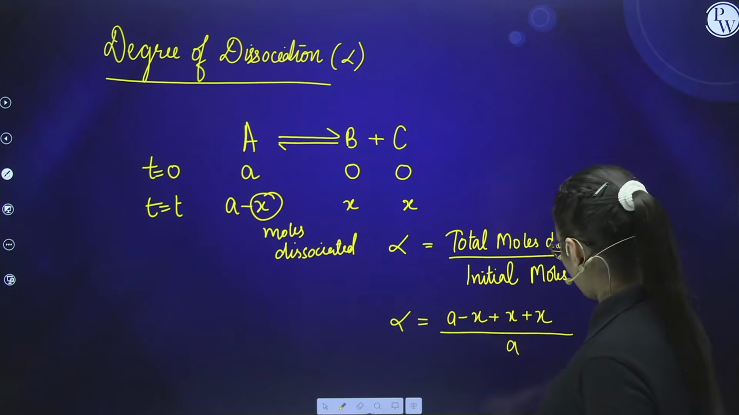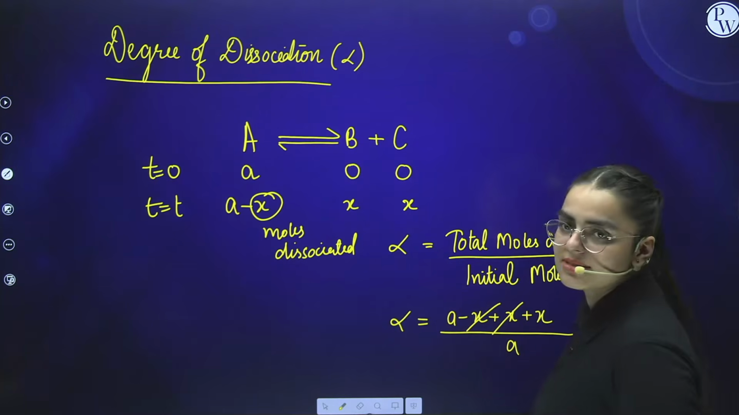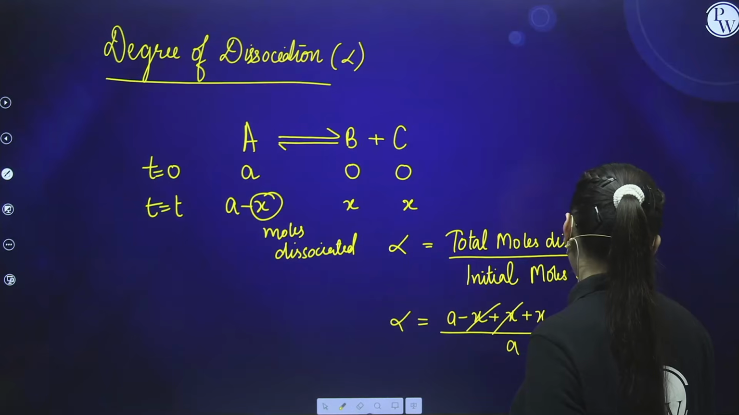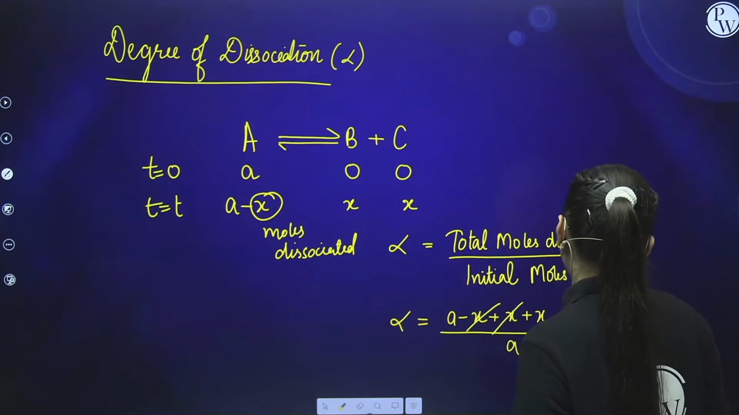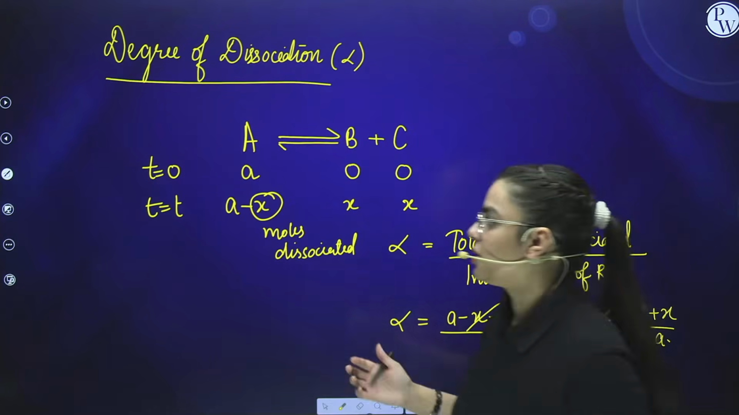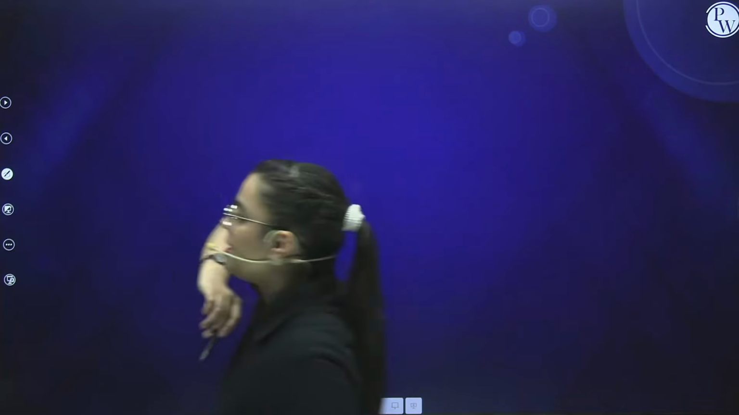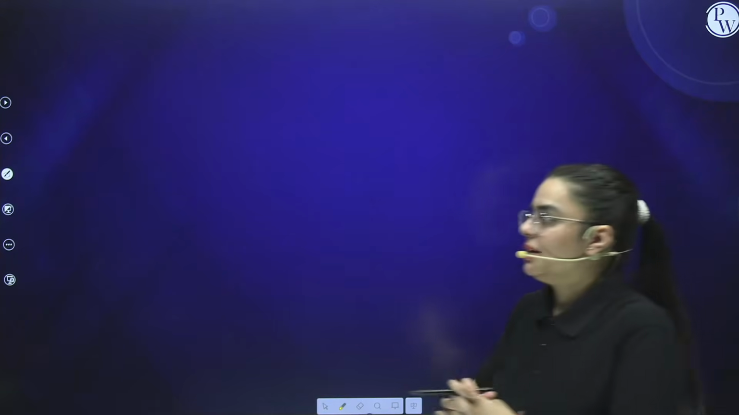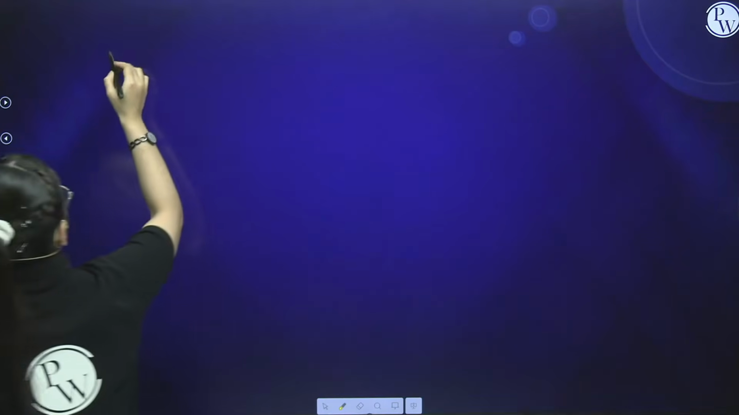So what is going to be the value of alpha? The minus X and plus X get cancelled out over here. I'm going to get alpha as A plus X by A. This I am going to get for this reaction. But now when the reaction gets changed, if I take an example of N2O5, if I say N2O5 gets split into NO plus NO2, then I am giving you a case.